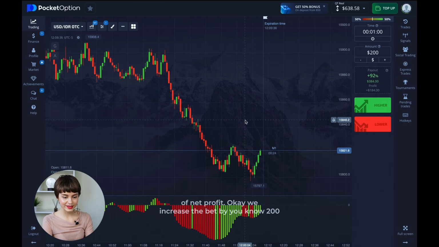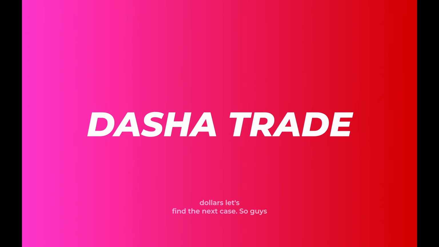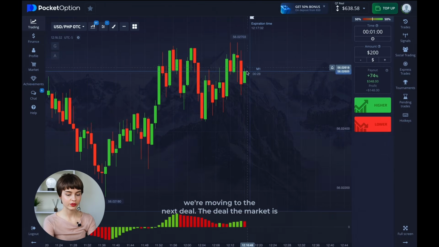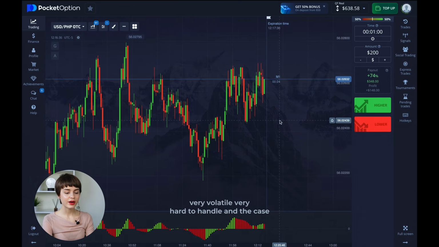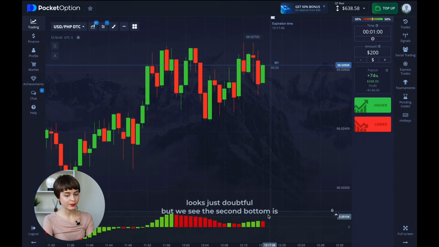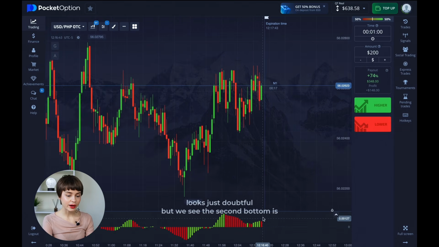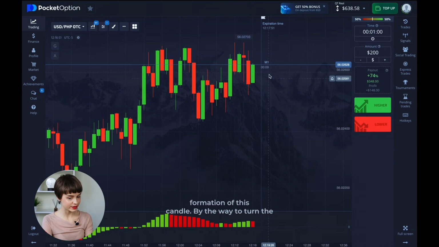Okay, we increase the bet to $200. Let's find the next case. So guys, we're moving to the next deal. The market is very volatile, very hard to handle, and the case looks doubtful, but we see the second bottom is formed here, which is lower than the previous one. So I'm waiting for the fixation and complete formation of this candle.